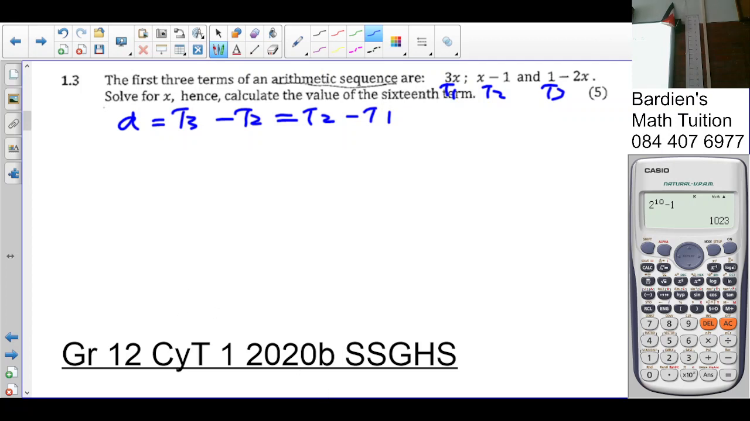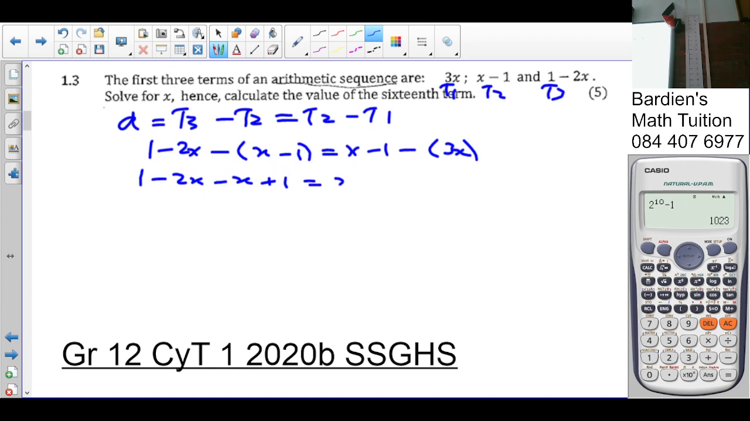Okay. So importantly here, we know that T3 is going to be 1 minus 2x, minus x minus 1, is equal to x minus 1 minus 3x. I didn't need the bracketing. It's going to be 1 minus 2x minus x plus 1 is equal to x minus 3x, which is negative 2x, of course, minus 1. Since it's a linear pattern, I'm going to take x's one side, numbers the other side. Of course, that cancels. So I got negative x is equal to minus 3, so x is equal to 3.